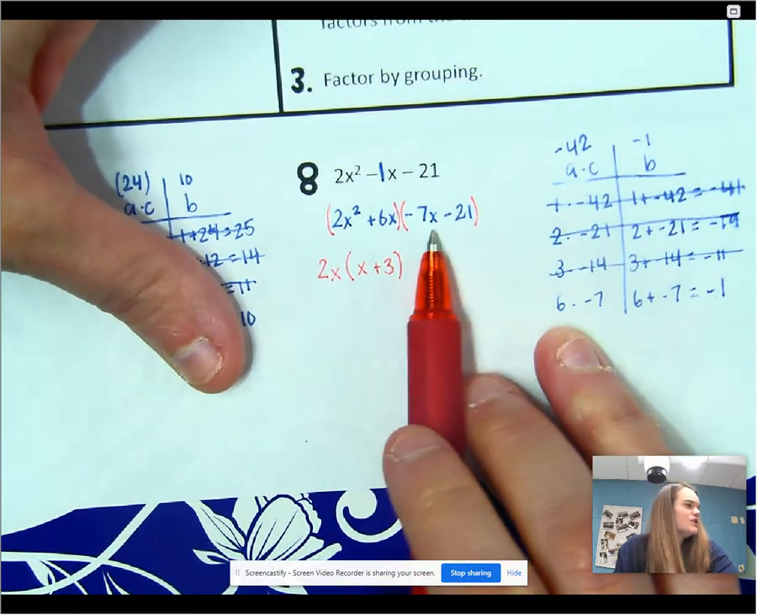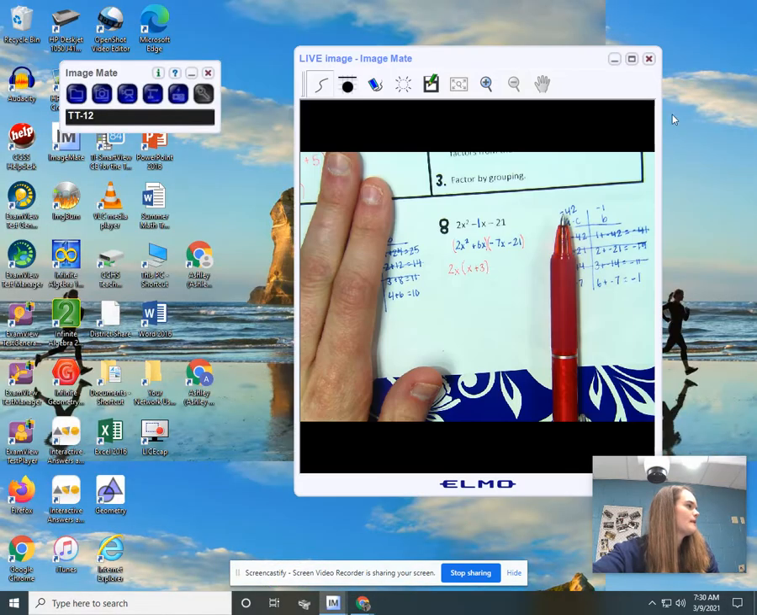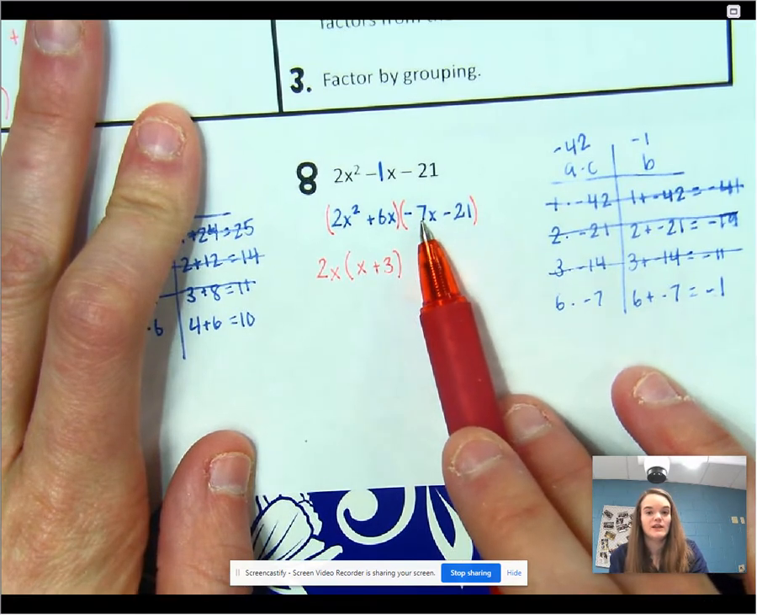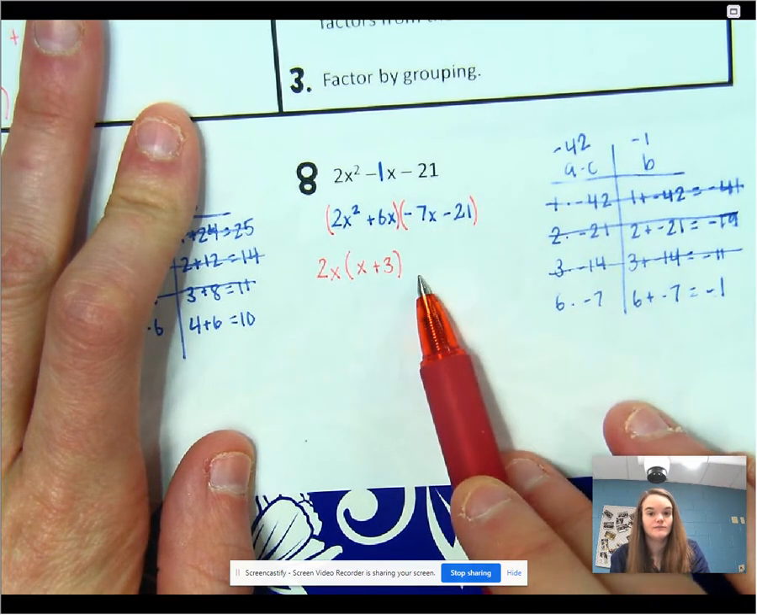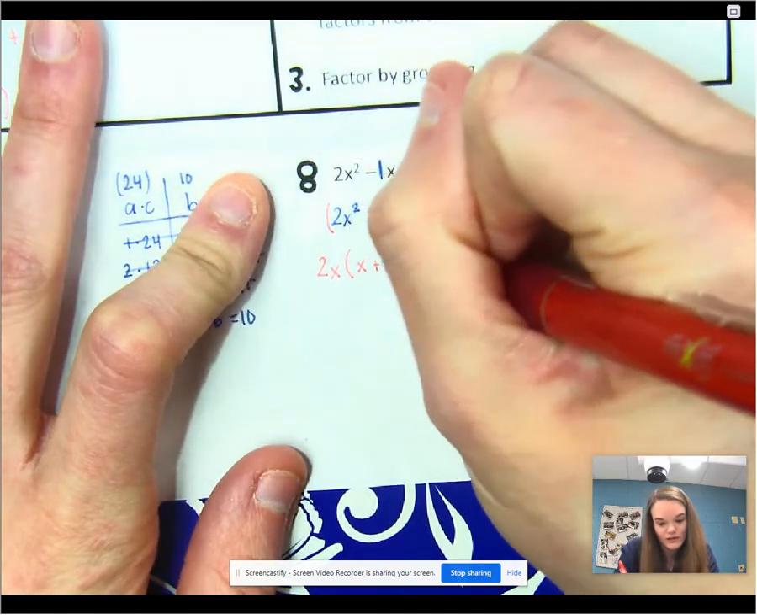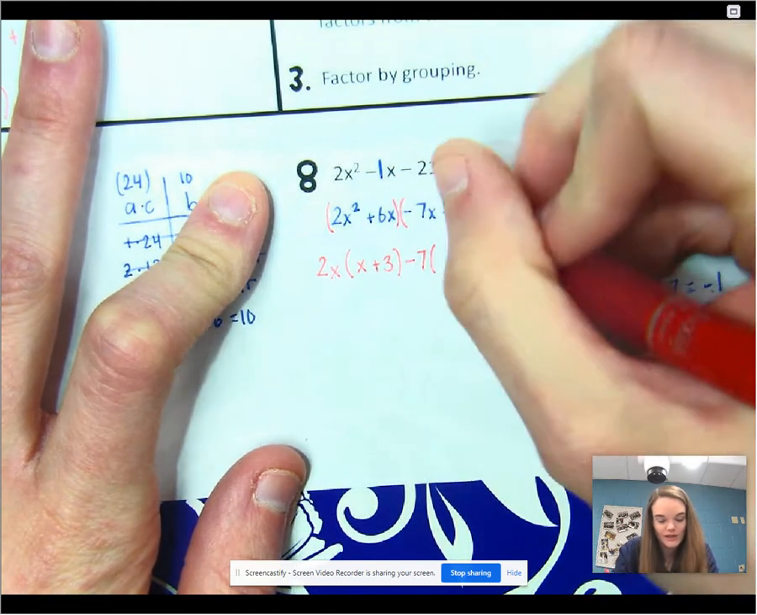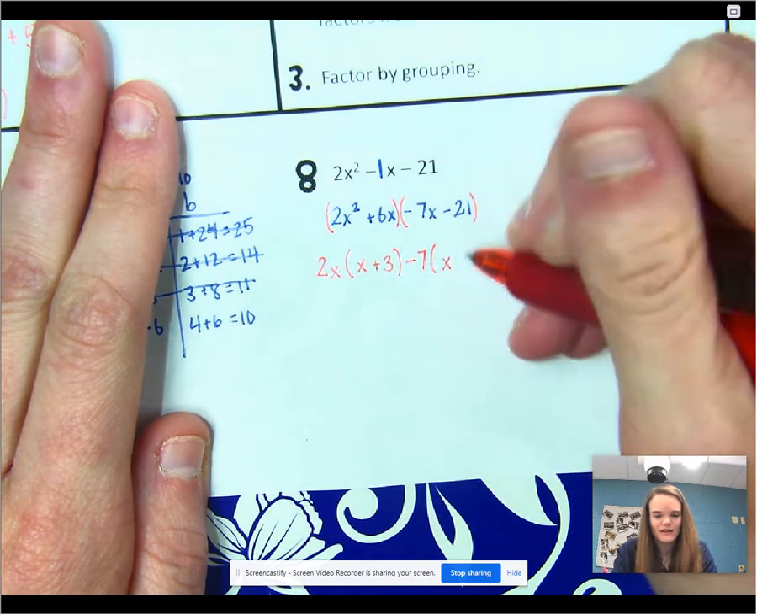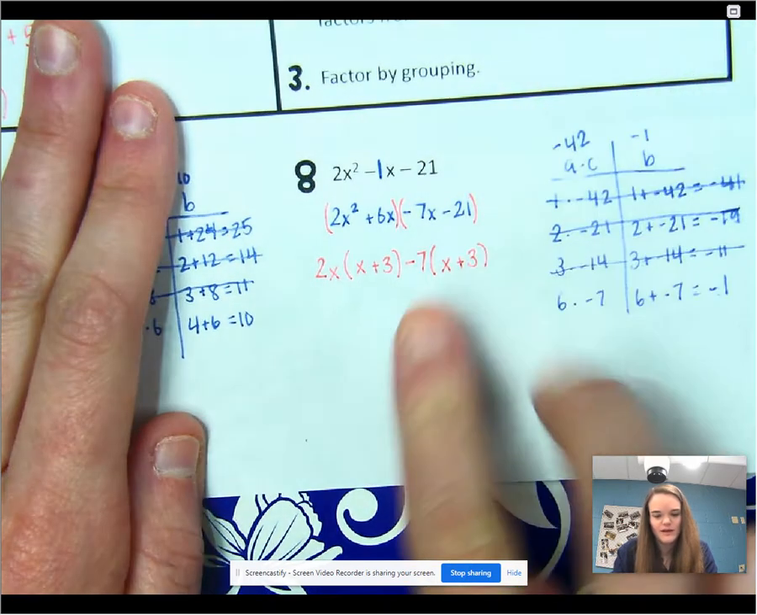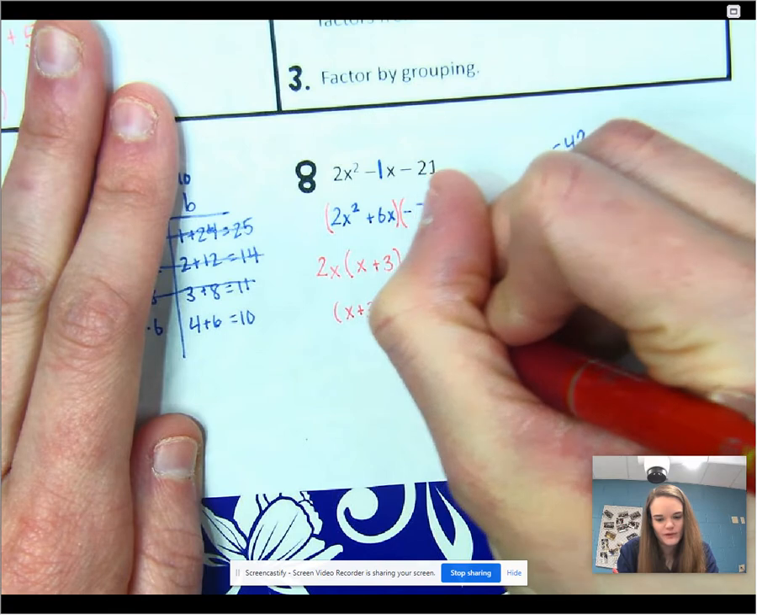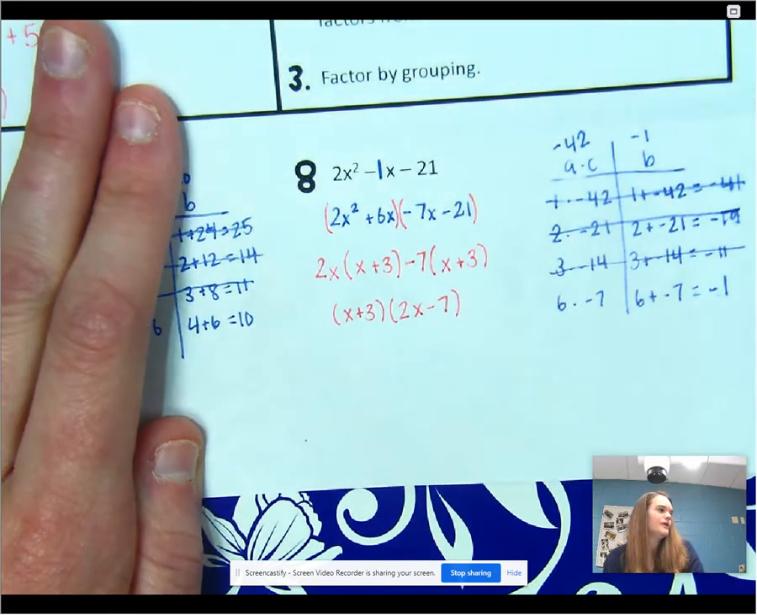All right, something I want you to notice. If this first value right here is negative, you are going to pull out a negative number, okay? So this is negative 7, negative 21. We can take out a negative 7. Negative 7 divided by negative 7 is 1, but I'm not going to put it, I'm just going to put x. Negative 21 divided by negative 7 is positive 3. And they match like they're supposed to. x plus 3, 2x minus 7. There you go.